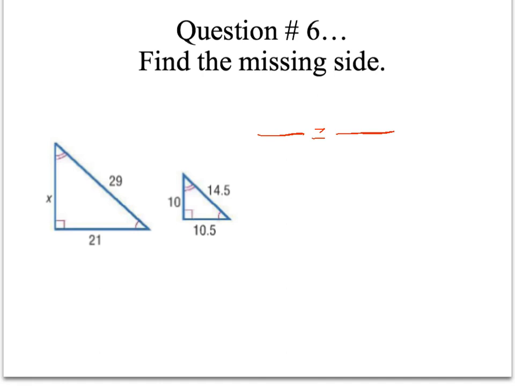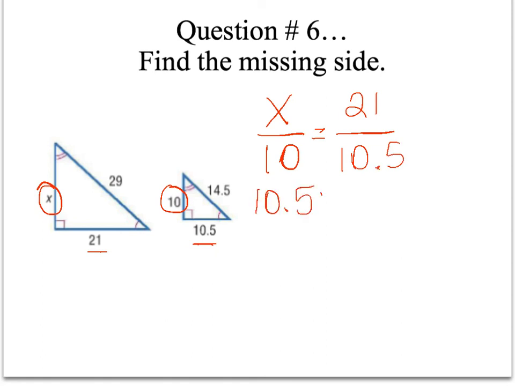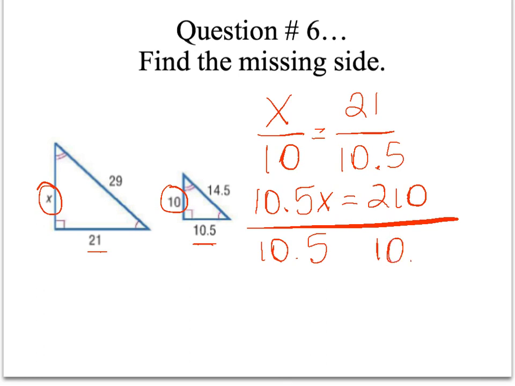So you've done the proportion on your own, and you've found the missing side, x. And x corresponds to the 10 on this other triangle that's been dilated. And this 21 corresponds to this 10.5. So I've set them up just like this. I'm going to cross multiply, or you should have already, to get 210. And then I'm going to divide both sides by 10.5. And I get x equals 20.